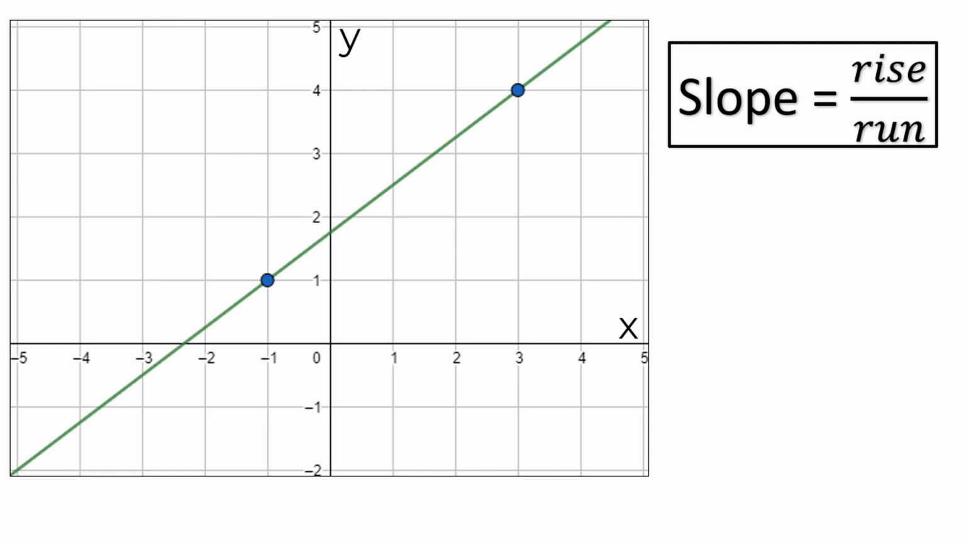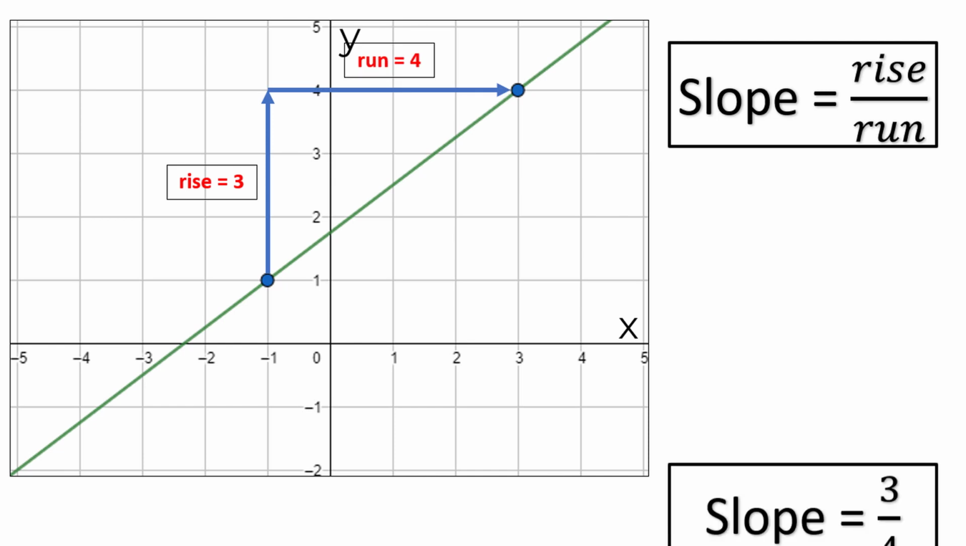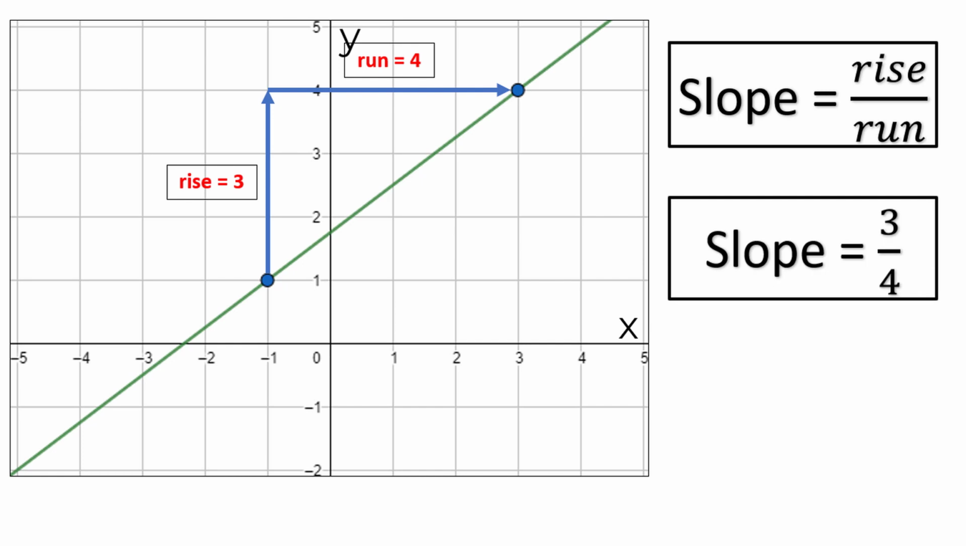In this example, we must rise 3 units from the first point to be level with the second point, so our rise is 3. Then we must move horizontally 4 units to the right to reach the second point, so our run is 4. Altogether, our slope is the rise over run, or 3 over 4.